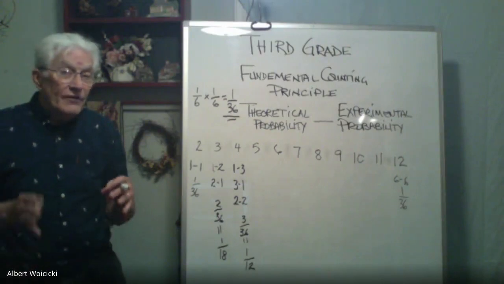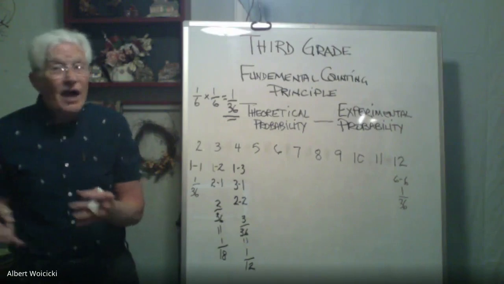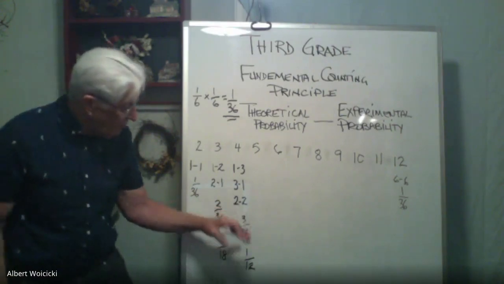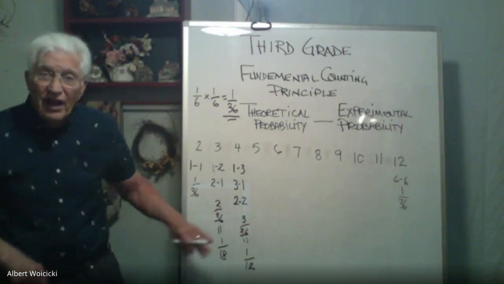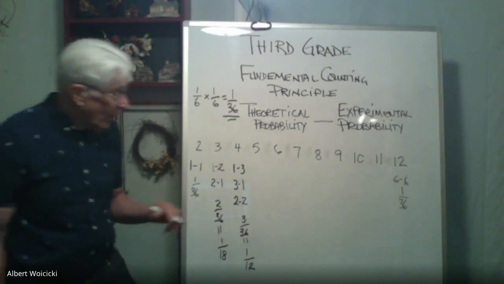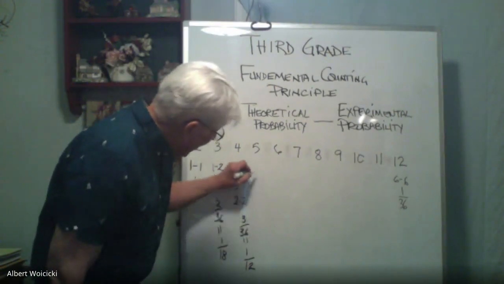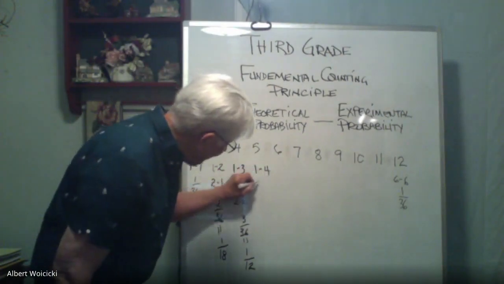So if I roll the dice 750 times, I should have more 4s than I have 3s. I should have more 3s than I have 2s. Okay? So let's move forward to the 5s. Now, the 5s, I have a 1 and a 4. I have a 4 and a 1.